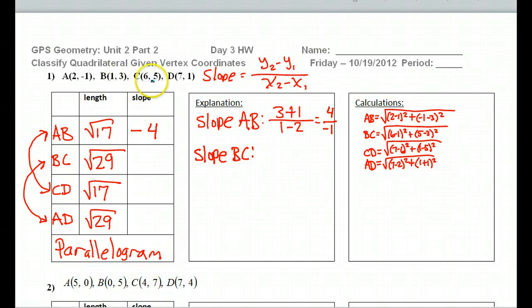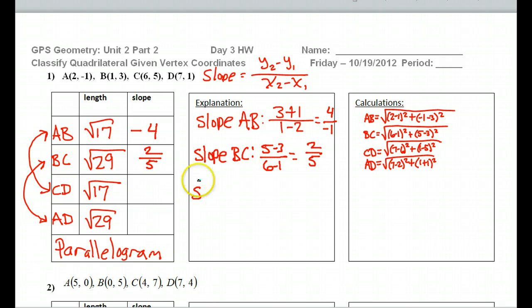Okay, so that's going to be 5 minus 3 over 6 minus 1. So that'll be 2 over 5. So I can already tell that this is not a rectangle. So the answer is going to be parallelogram, but let's go ahead and follow through and find the other slopes.